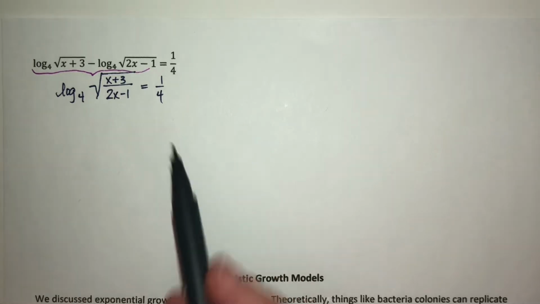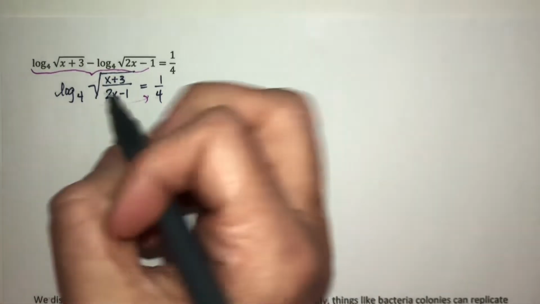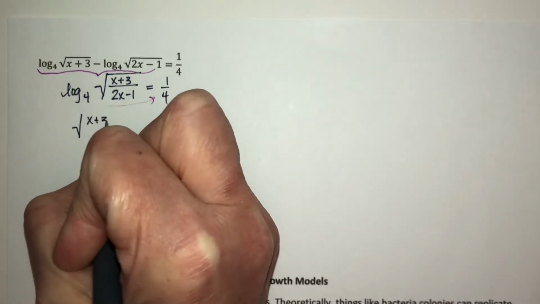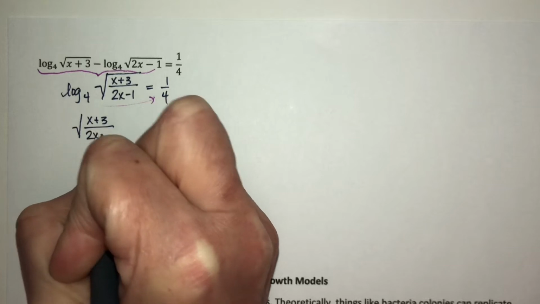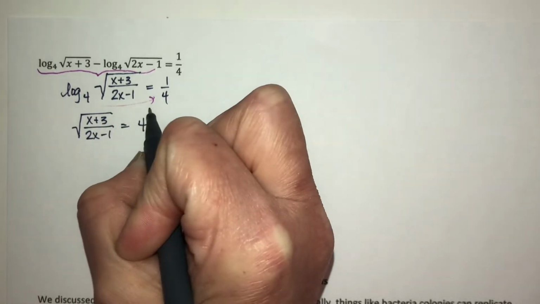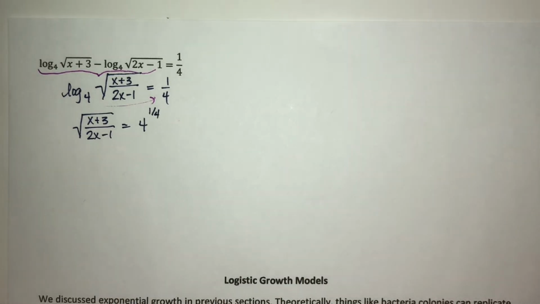I can switch to exponential form. So the 4 comes over here, and I have the square root of x plus 3 over 2x minus 1 is equal to 4 to the 1/4 power. Okay, now I can simplify this a little bit.